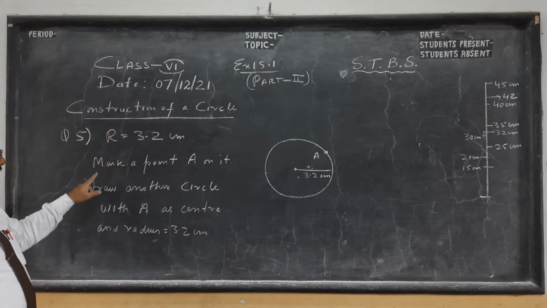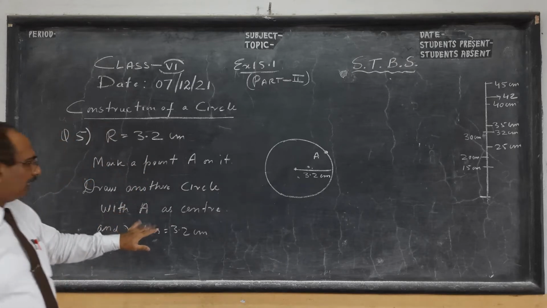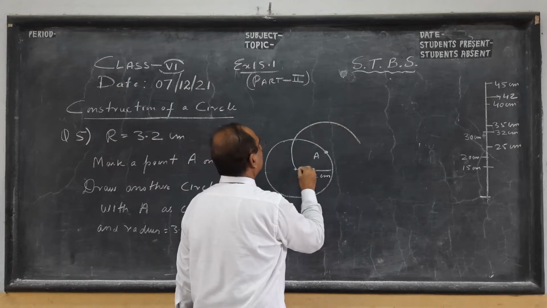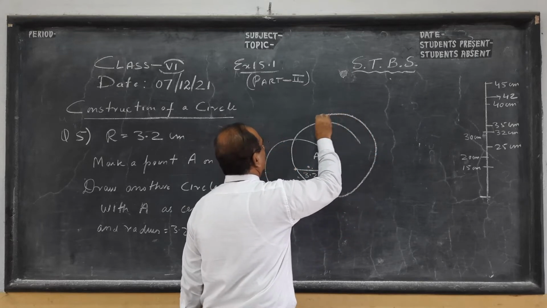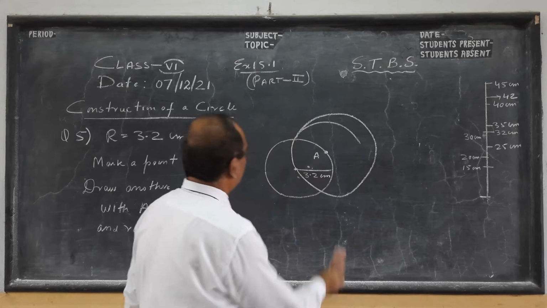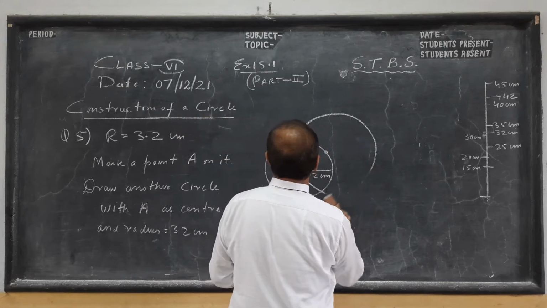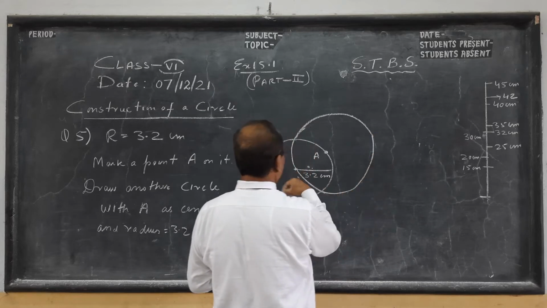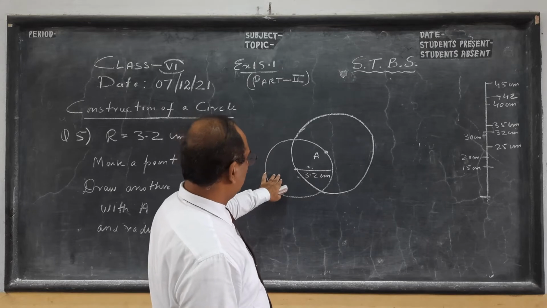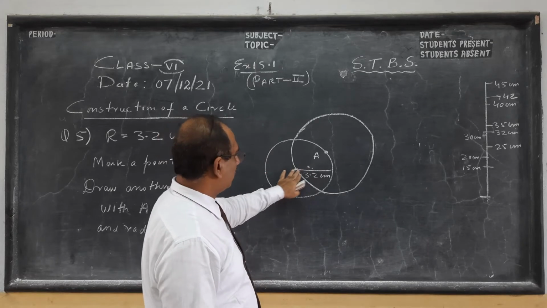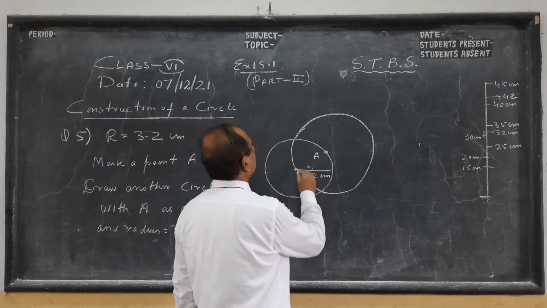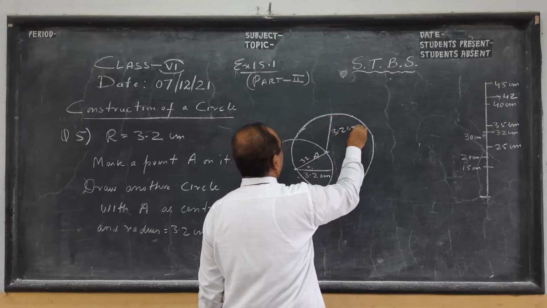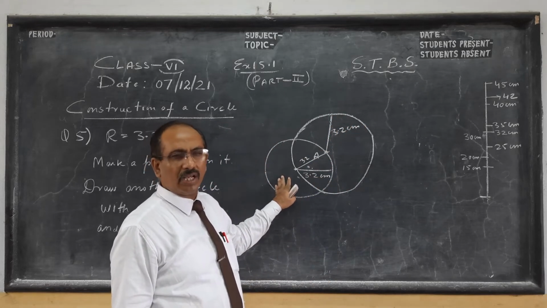Mark a point A on it. Draw another circle with A as center and radius 3.2. So here if you draw another circle with radius 3.2, the circle will look like this. They will be equal in size, children. If you see, same radius, both circles will look equal in size. This is a rough diagram, therefore this is looking a little big and this is smaller. This circle will also have radius 3.2. When I draw the real one, you will see. So a rough diagram can be like this.